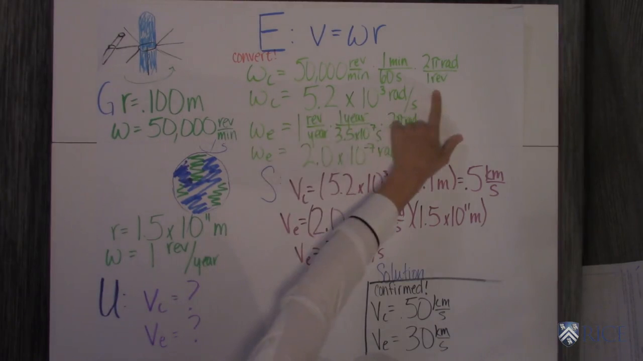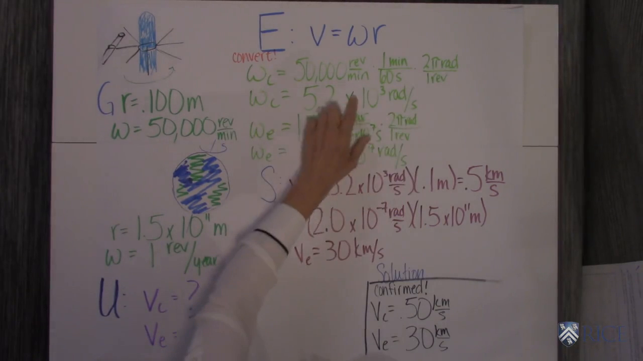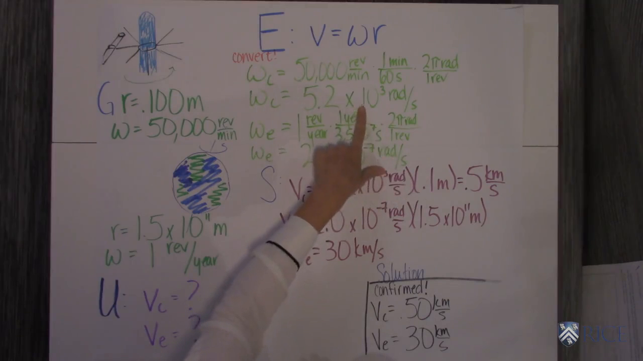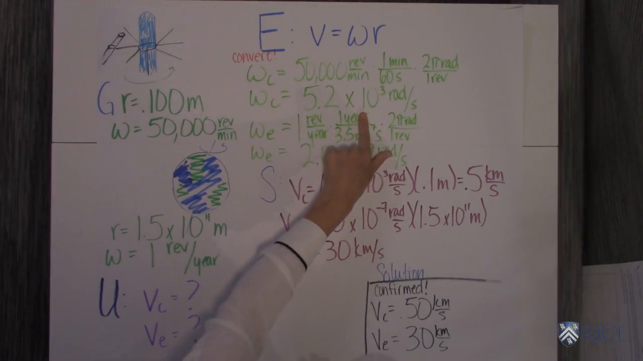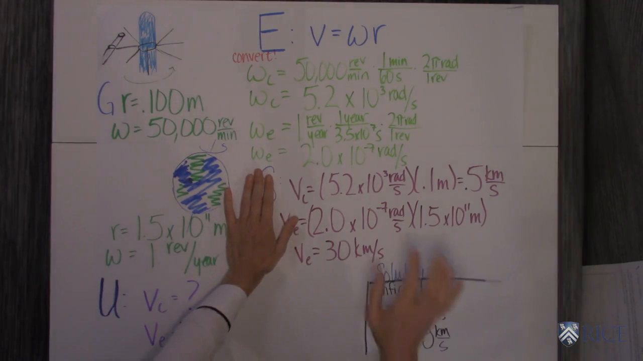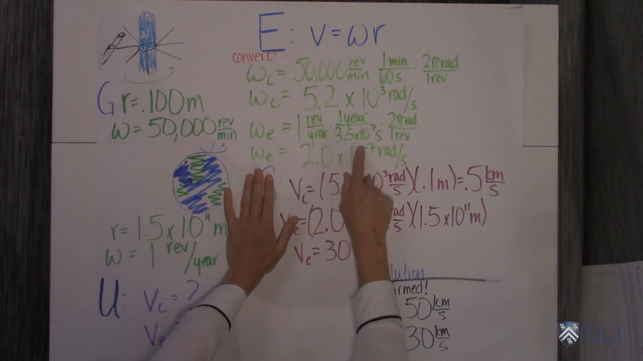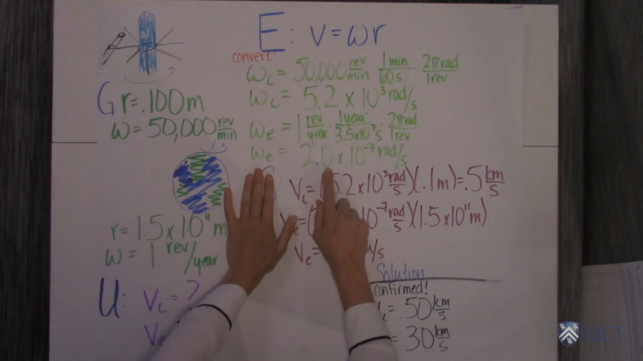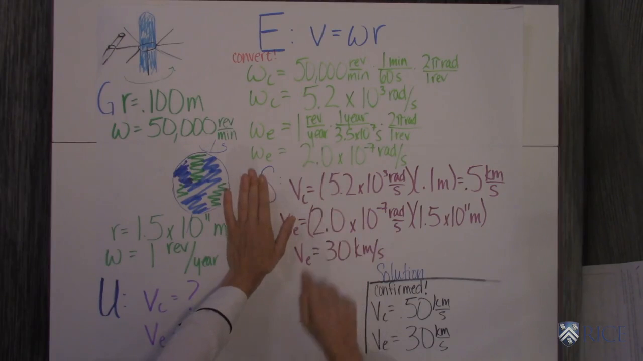So you put in 50,000 revolutions per minute, and you convert that to radians per second, and you still get something that's pretty speedy, right? It's 5.2 times 10 to the third radians per second. Then when you do the angular velocity of Earth, it's tiny, right? You put in how many seconds there are in a year, and you get that it's 2.0 times 10 to the negative 7th radians per second.